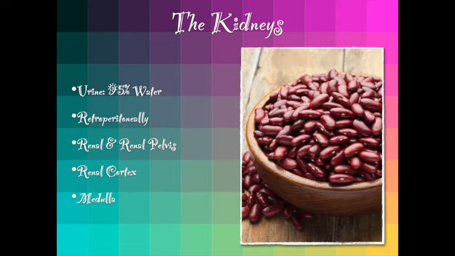Each kidney consists of 2 layers that surround the renal pelvis. Renal means pertaining to the kidneys. The renal cortex is the outer layer of the kidney. It contains over 1 million microscopic units called nephrons. The medulla is the inner layer, and it contains most of the urine collecting tubules. A tubule is a small tube.